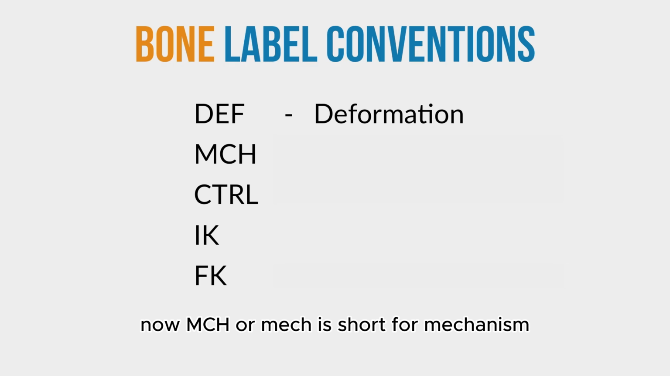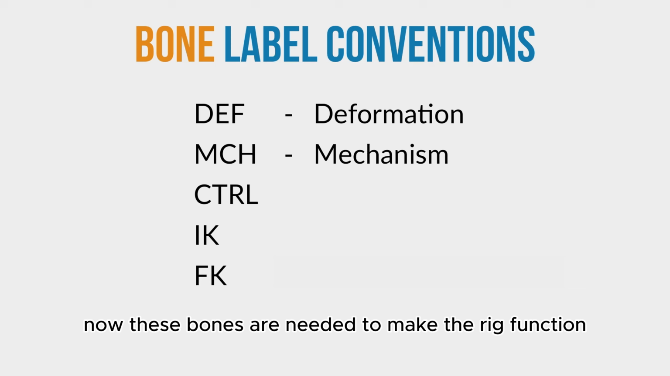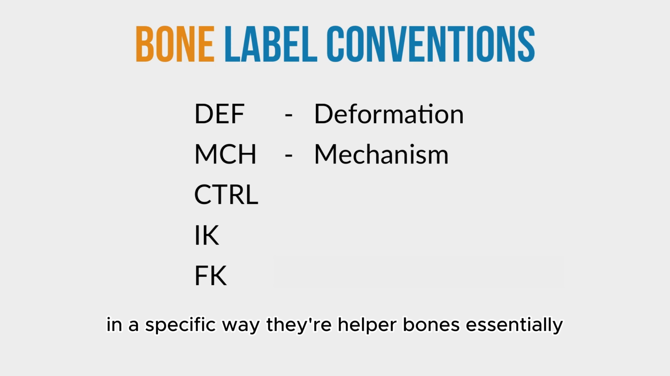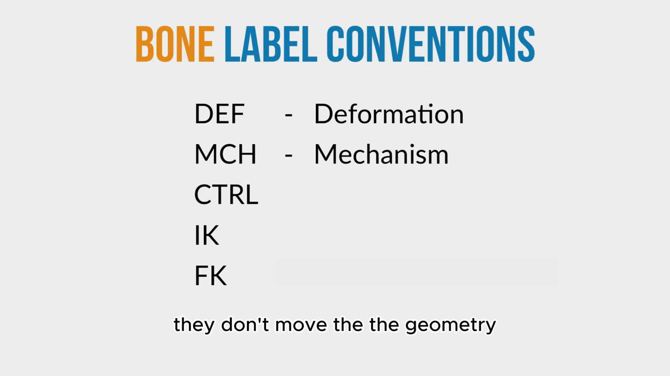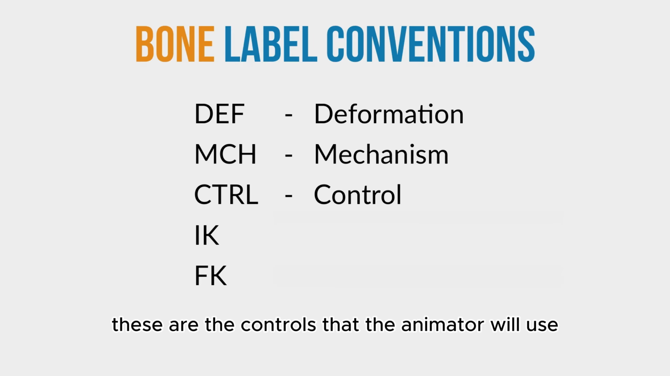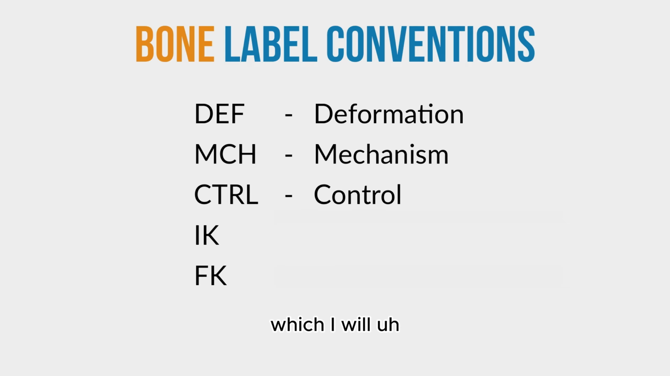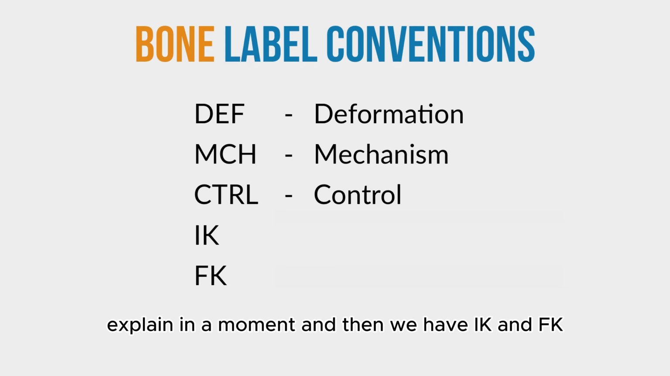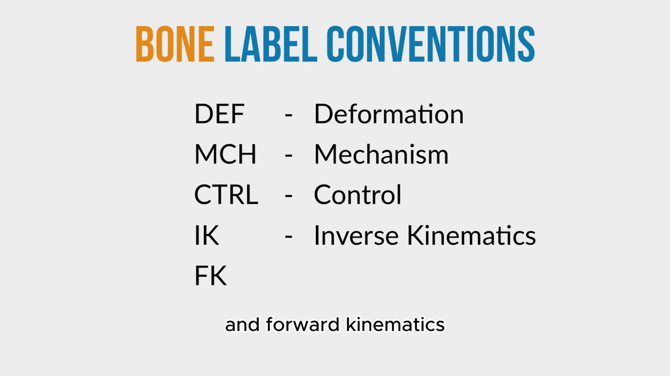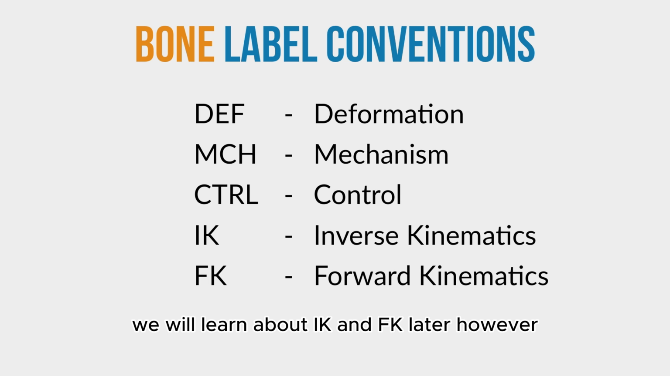Now, MCH or mech is short for mechanism. Now, these bones are needed to make the rig function in a specific way. They're helper bones essentially. They don't move the geometry, but they actually help the bones do what you want them to do. Now, control, this should be pretty obvious. These are the controls that the animator will use, although in my opinion, this is a redundant label, which I will explain in a moment. And then we have IK and FK. These stand for inverse kinematics and forward kinematics. We will learn about IK and FK later.